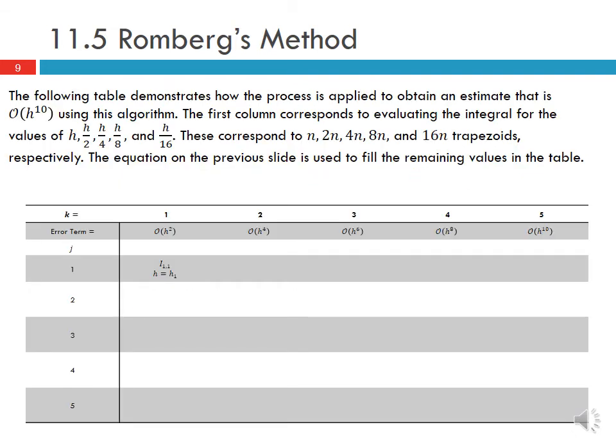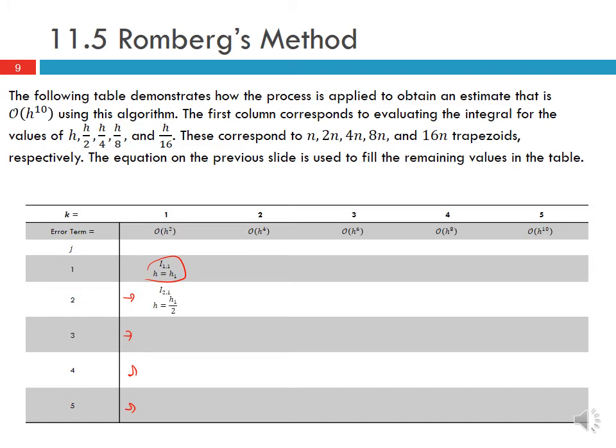Typically Romberg's method is done schematically in a table. This table demonstrates how the process is applied to obtain an estimate that is order h^10 using this algorithm. The first column corresponds to evaluating the integral for values of h is this one, and then h over 2 will go here, h over 4, h over 8, and h over 16. These correspond to n, 2n, 4n, 8n, 16n trapezoids, respectively. Then the equation on the previous slide is used to fill in the remaining values in the table.